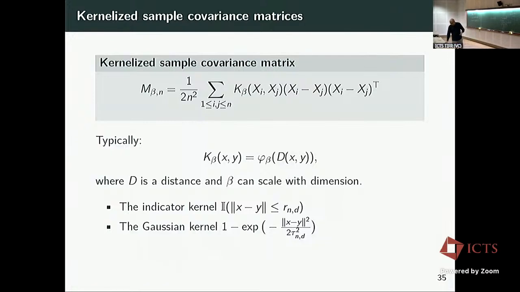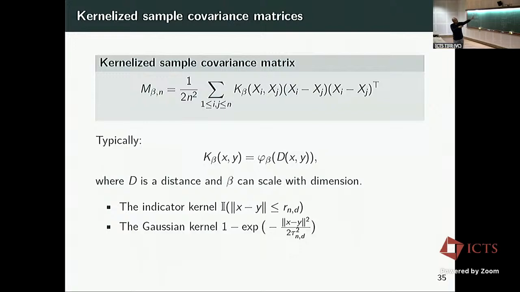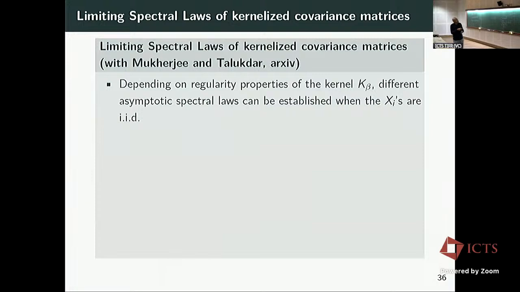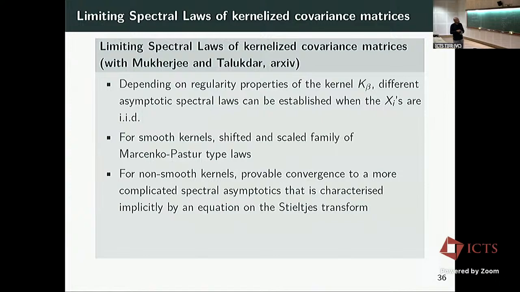So you're looking at that situation, and there, depending on the regularity properties of the kernel k beta, which modulates the interaction between these pairs xi and xj, different asymptotic spectral laws can be established in the setting where the xi's are IID. For smooth kernels, in a suitable class, it converges to a shifted and scaled family of Marchenko-Pastur type laws. And for non-smooth kernels, we can prove convergence to a more complicated spectral asymptotics that is characterized implicitly by an equation on the Stieltjes transform.